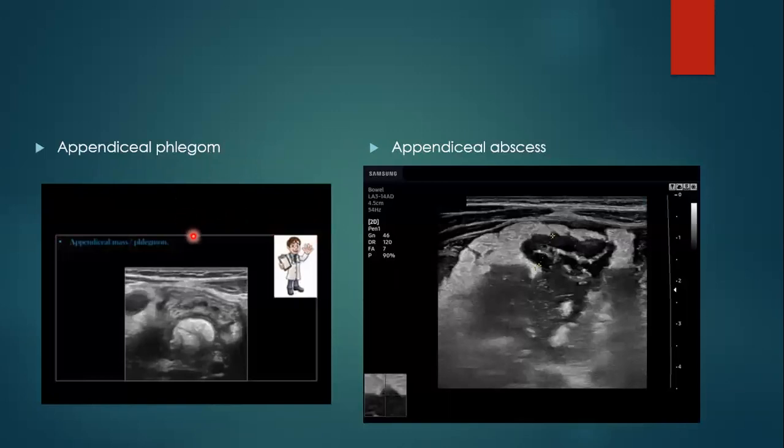Appendiceal phlegmon, an inflammatory mass, occurs beside the inflamed appendix, which is surrounded by echogenic fat and inflamed ileum. And here, another complication of appendicitis is appendiceal abscess. It shows the echogenic fat and also the collection with echogenic foci with dirty shadow, this means gas.